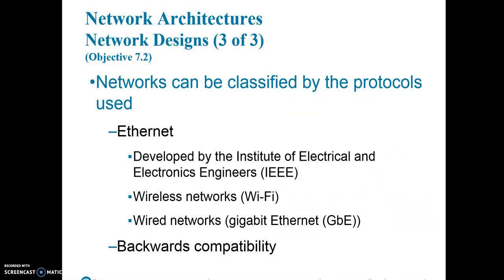We can also classify networks by the protocols that are used. So we have Ethernet. This was developed by IEEE, which is the Institute of Electrical and Electronics Engineers. This applies both to wireless and wired networks. So that's our Wi-Fi, as well as our gigabit Ethernet, which we denote here by big G, small b, big E.